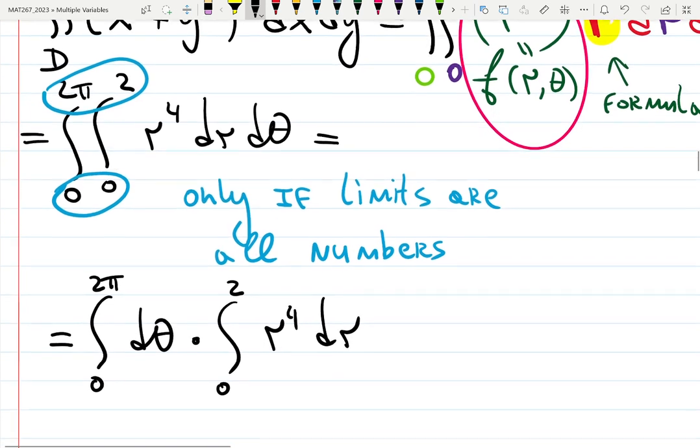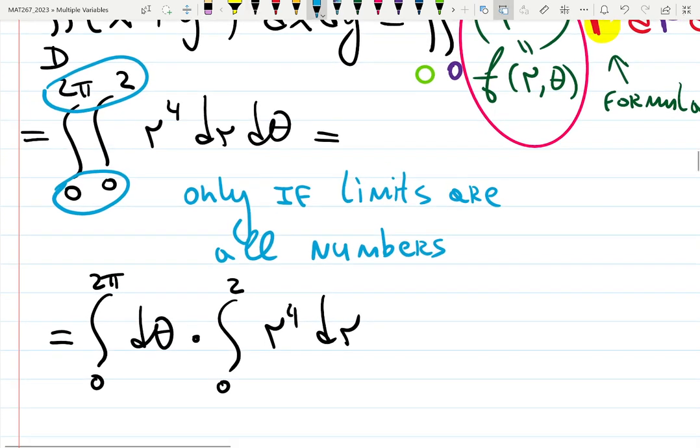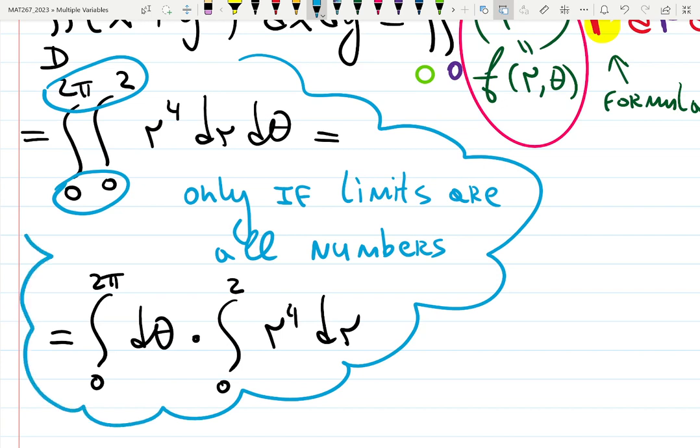Some students like it, so that's why I'm pointing this out. Let me put it in the beautiful flower. Like so. Only if they're all numbers, order doesn't matter. So you can choose whatever you want to integrate first.